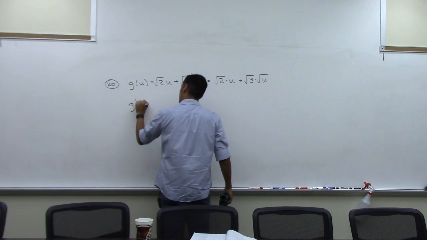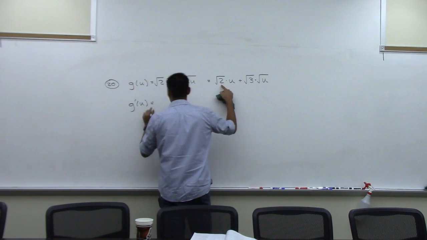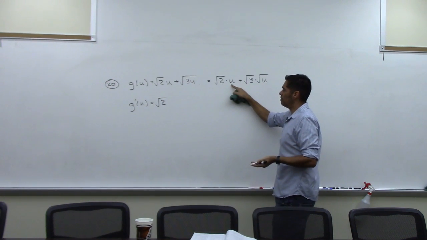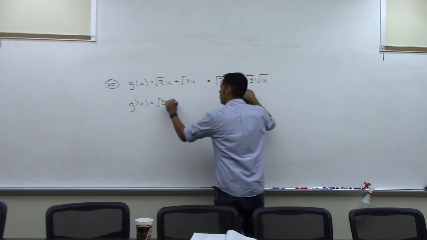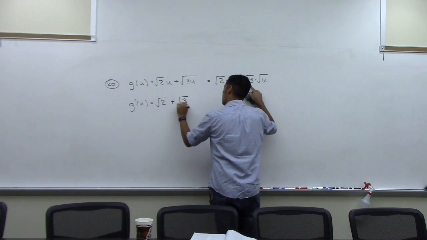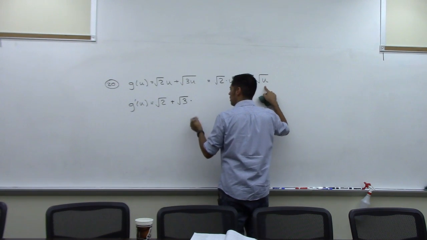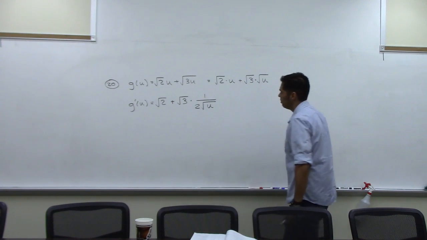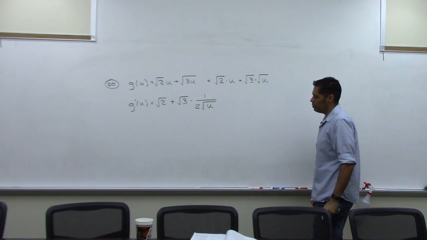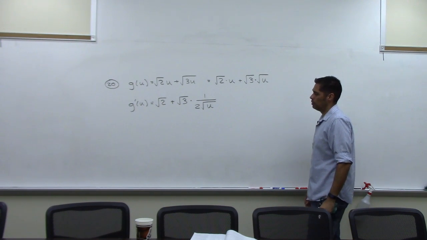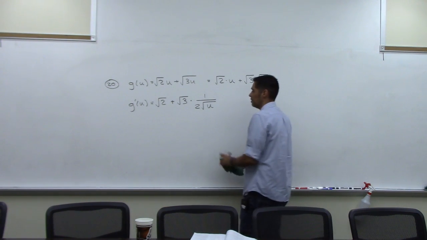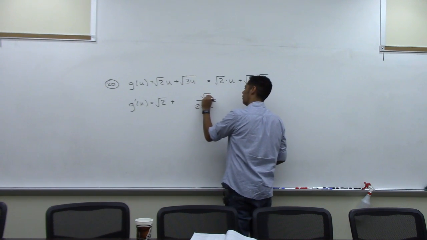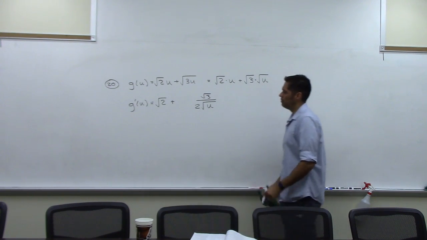So g prime of u, let's just do this. This comes for the ride, root 2. Derivative of u is the same as saying what's the derivative of x, so that's just 1. Plus root 3 comes for the ride. And then the derivative of the square root of something is 1 over 2 times the square root of that something. So derivative of root u is 1 over 2 root u. And the only thing really you could do is take this root 3 and throw it on top there. Like that, plus that. So we're there. That's it.